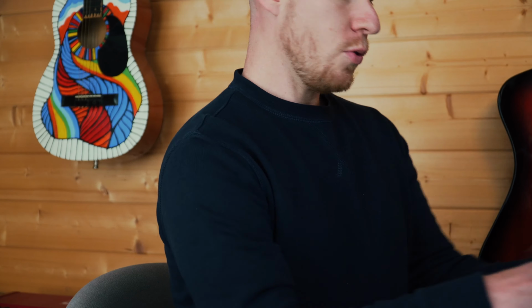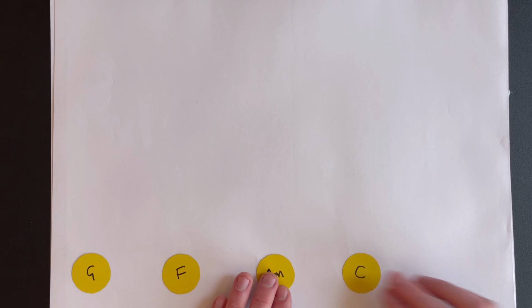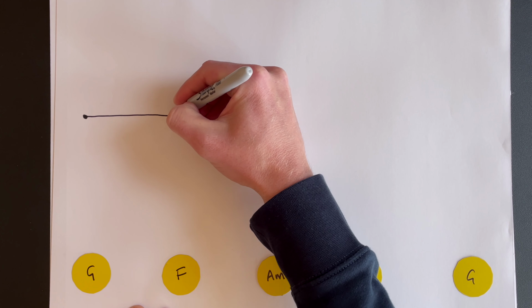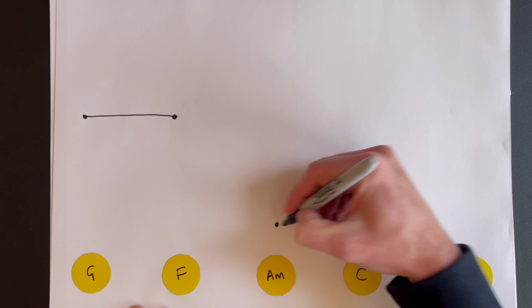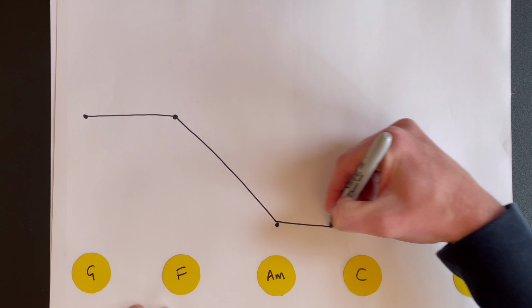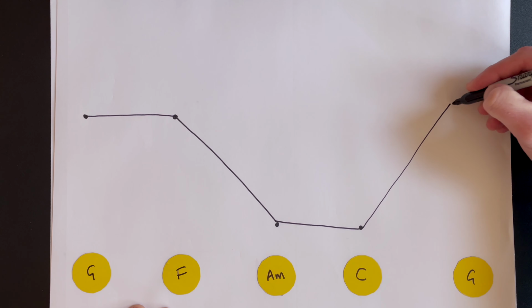We're creatives, we do what we want when we want. Let's go with G, F, A minor, C, and back to G. Up chord, down chord, down chord, up chord. So apart from looking like a constellation, it isn't balanced. Does it sound balanced?